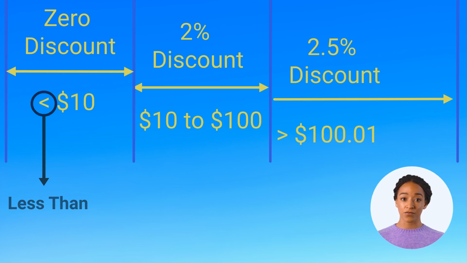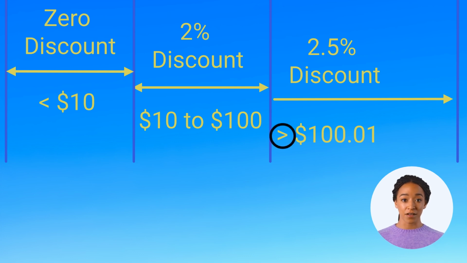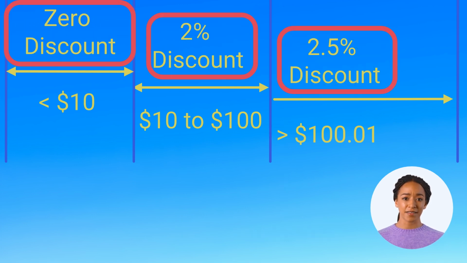The second partition remains the same as it was in the previous lesson. You may have noticed that the third partition is different because there is no upper boundary. This partition also contains another arrow symbol, this time facing right, and it means greater than. In this case, it could be anything from $100.01 to an infinite number. As you can clearly see, each partition attracts a different level of discount.